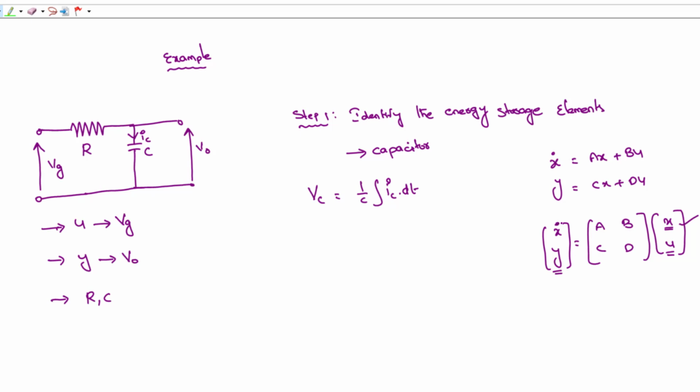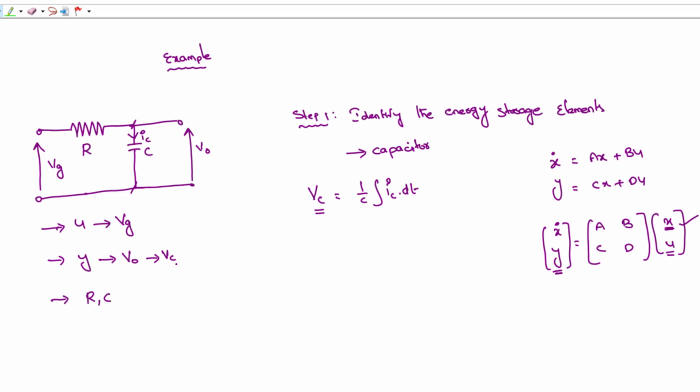Because the voltage across the capacitor only we are considering, the state variable here is Vc. Now y is the output, which is V0. So we have Vc or V0, both are the same, right? The voltage developed across the capacitor is equal to the voltage developed across the load also. Vc is equal to V0.